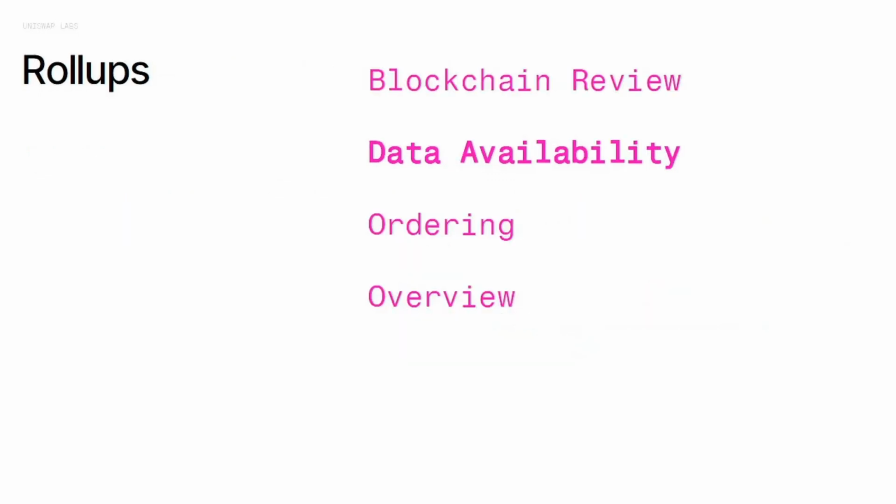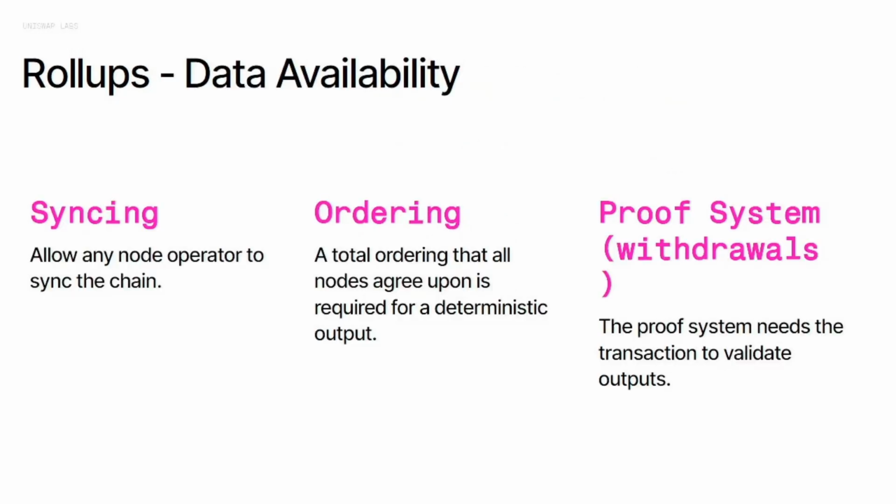Okay, that's a quick review on blockchains. Now I'm going to talk about data availability. At a high level, data availability is that rollups put all of their inputs onto Ethereum. All of the transactions, basically all the transactions. And we do this for several reasons.